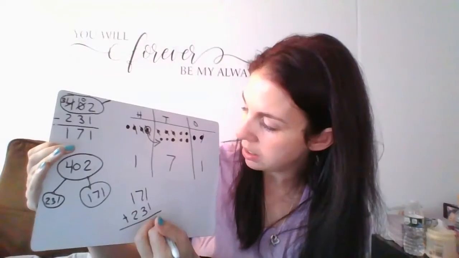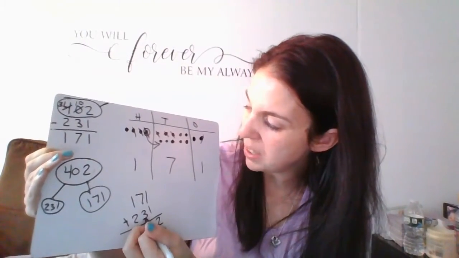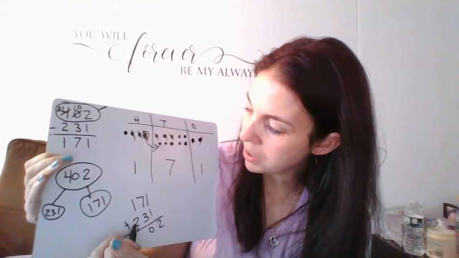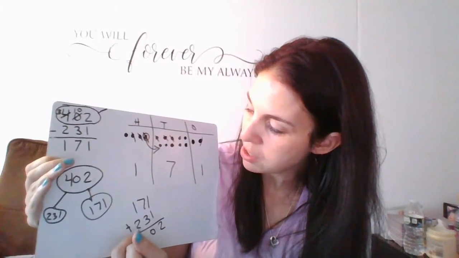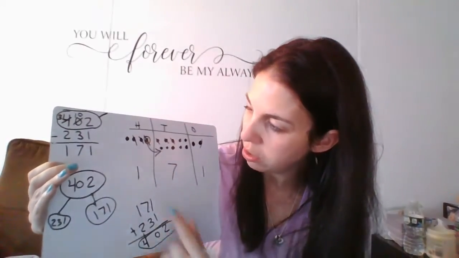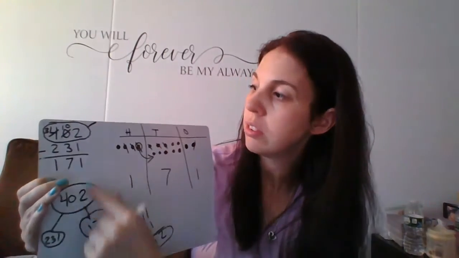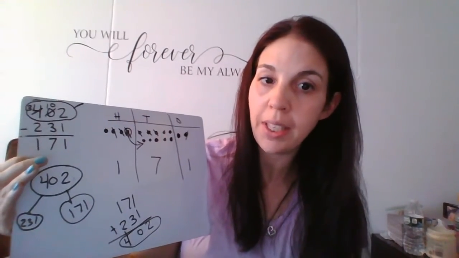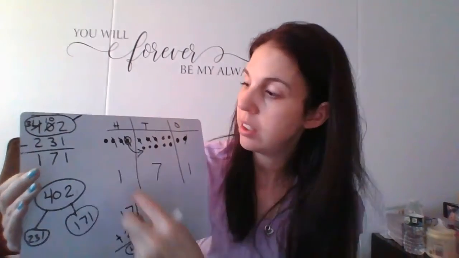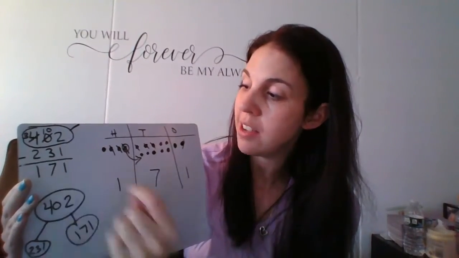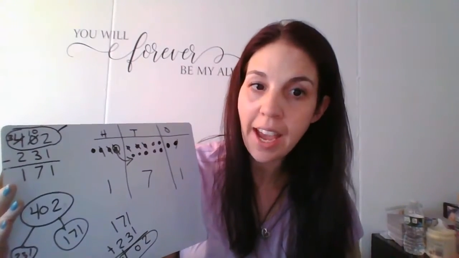So 1 plus 1 equals 2. 3 plus 7 equals 10. 1 plus 2 equals 3. 1 more equals 4. So did we do our work correctly? 402, 402, 402. So we checked our work and we got our answer. Our total after subtracting is 171. Let's look at another problem.